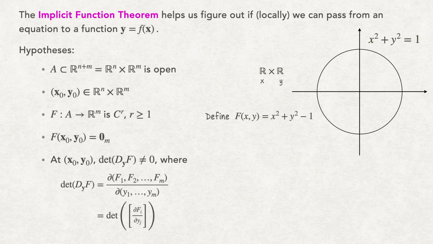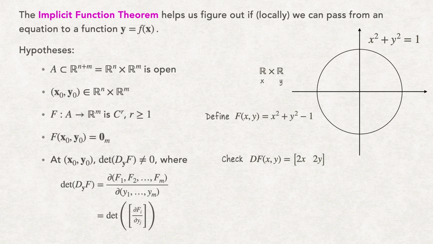R^2 is open, so the subset A here doesn't need to be a proper subset. And it sends us down to R. F is a function from R^2 to R. It's completely smooth. And if we were to take any point on this circle and plug it into capital F, it would send us to 0. So let's move on to the check.